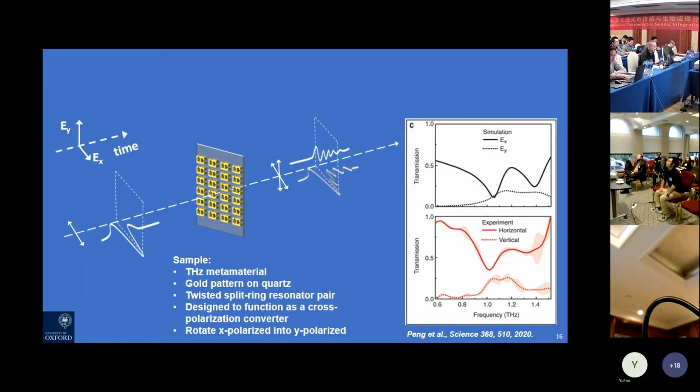And then we use this detector system to measure a terahertz metamaterial, and this metamaterial is designed to function as a cross polarization converter, which can rotate the horizontally polarized terahertz signal into vertically polarized. As you can see, it worked, not perfectly, but it worked. And the right figures show you that the simulation results are consistent with our experimental result.